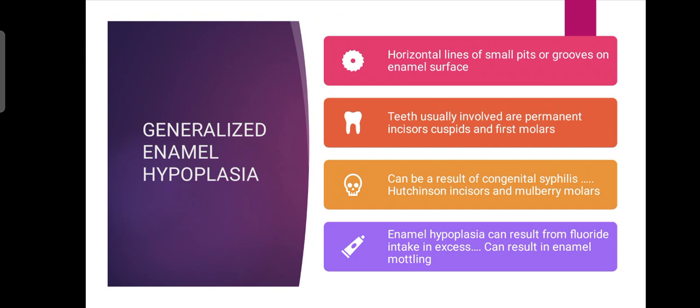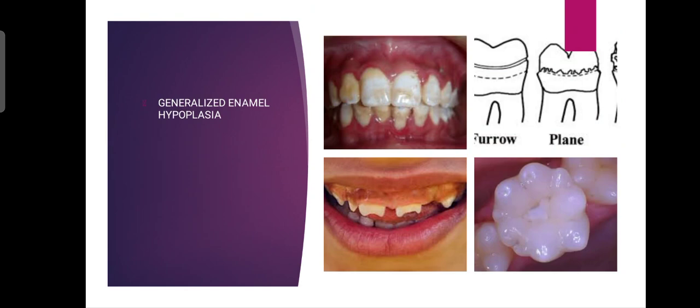Now, enamel hypoplasia can also result from congenital syphilis. The third picture at the bottom is of a person affected by congenital syphilis. It affects the incisal edges of permanent incisors, and here you can see the occlusal surface of the permanent first molar. The notched screwdriver shaped incisors are termed Hutchinson's incisors, whereas the globular occlusal surface of the first molars is termed Mulberry molars.